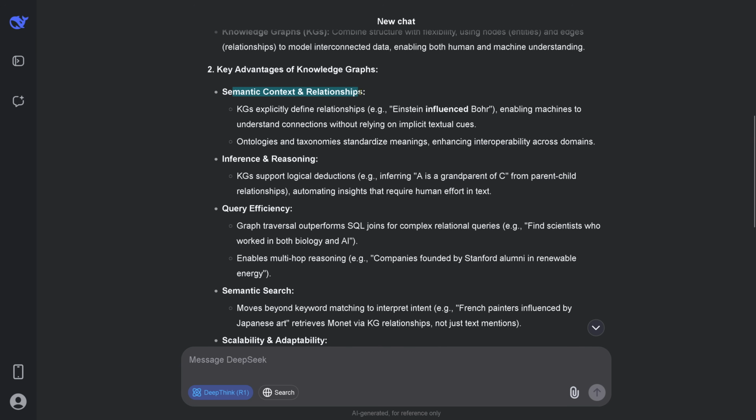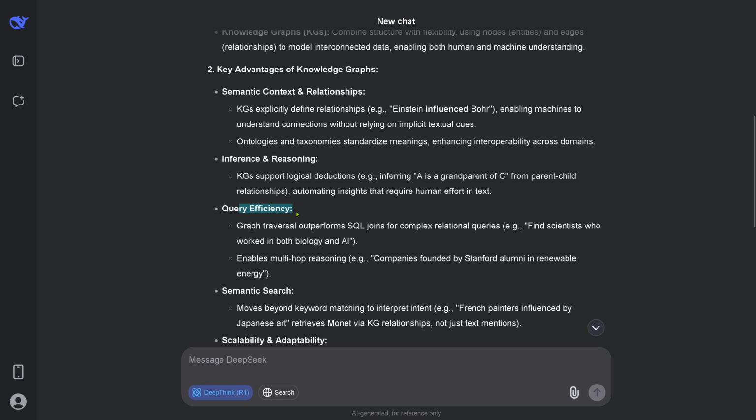Semantic context and relationships. Knowledge graphs explicitly define relationships, like Einstein influenced Niels Bohr, enabling machines to understand connections without relying on implicit textual cues. Ontologies and taxonomies standardize the meanings, enhancing the interoperability across different domains. Inference and reasoning. Knowledge graphs support logical deductions, like inferring here that A is a grandparent of C from parent-child relationships, automating insights that require human effort in text.